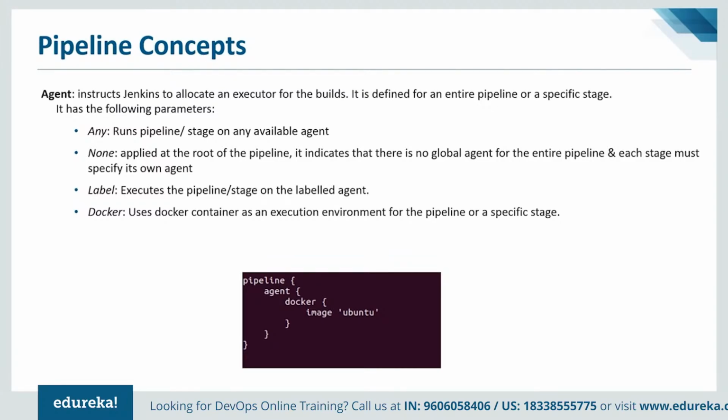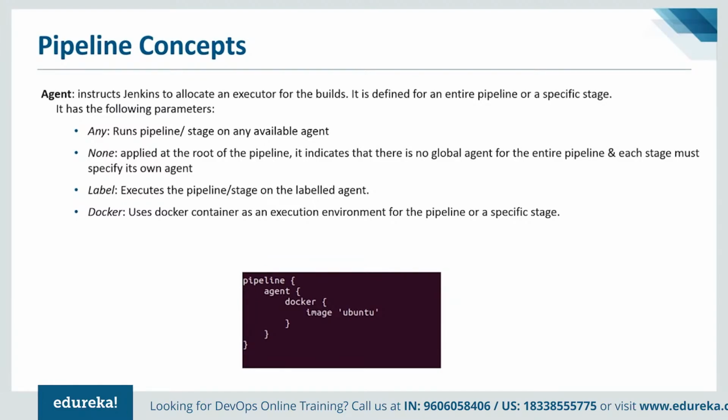Now guys, remember that every time you define agent with none parameter, it has to be mentioned at the root of the pipeline. Okay, you cannot define the none parameter within stages. You have to define it at the root of the pipeline. And what does this none parameter mean? It means that every stage within a pipeline will have to define its own stage specific agent.